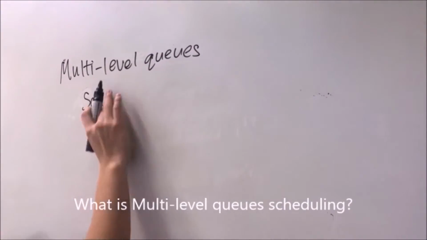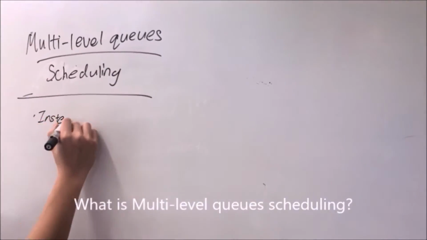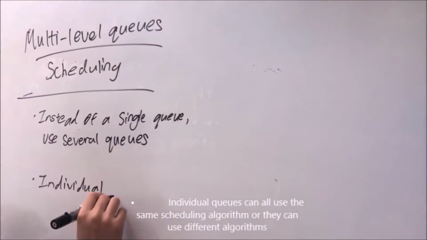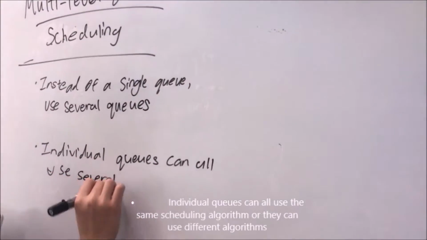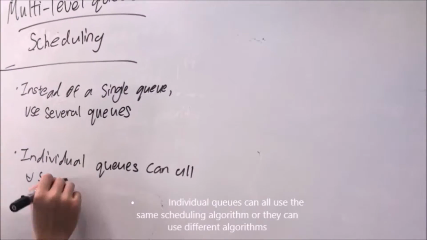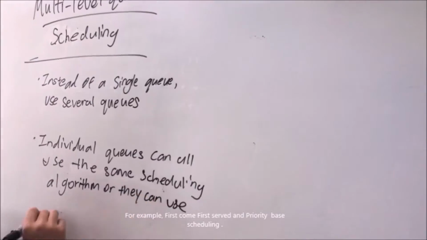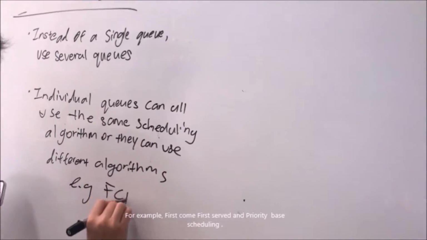So what is multi-level queue scheduling? Instead of a single queue, it uses several queues. Individual queues can use all the same scheduling algorithm, or they can use different algorithms, for example, first come first serve and priority-based scheduling.